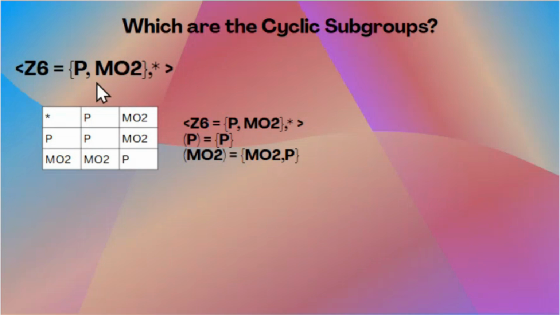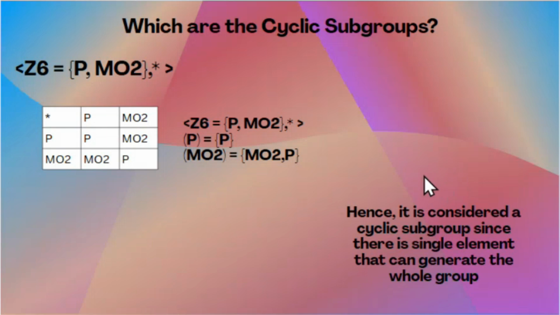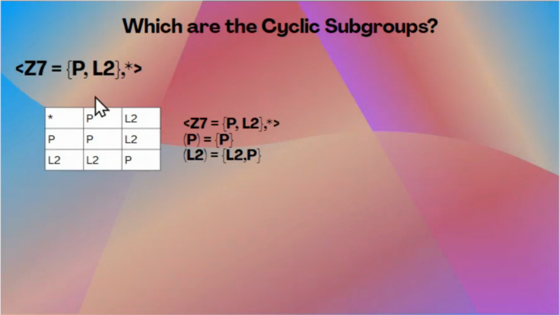So next one, Z sub 6, we have P and MO2 under binary operation star. So P star P is equal to P, and MO2 star P is MO2, and MO2 star MO2 is P. So therefore, it's a cyclic subgroup because we have a generator MO2 that generates the whole group. For C sub 7, we have P and L2 under binary operation star. So P star P is equal to P. L2 star P is L2, and L2 star L2 is P.